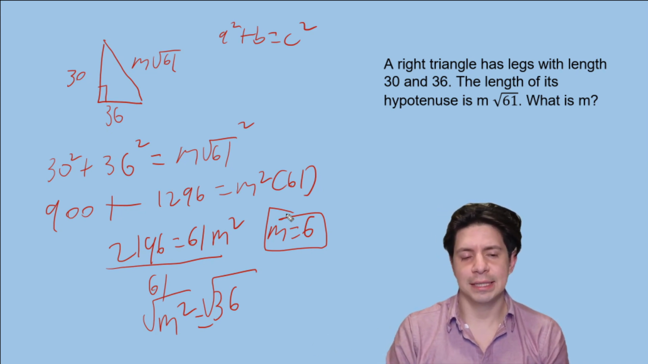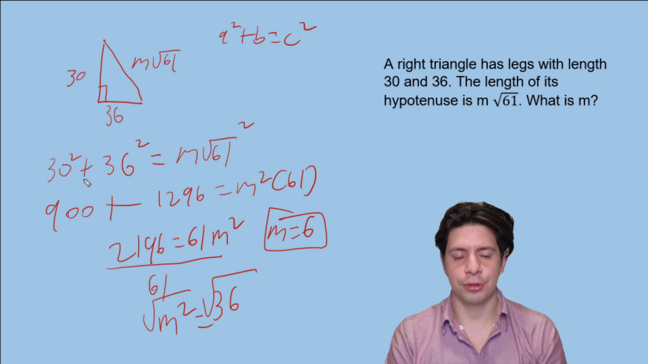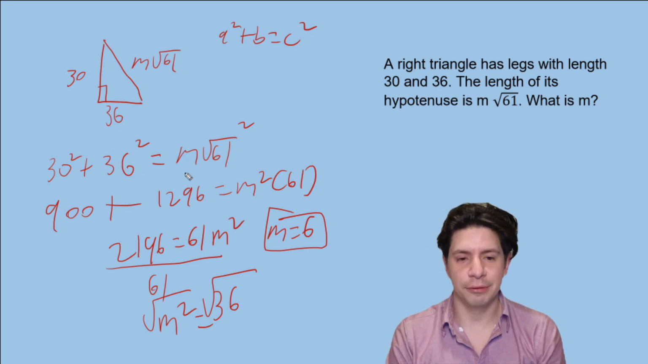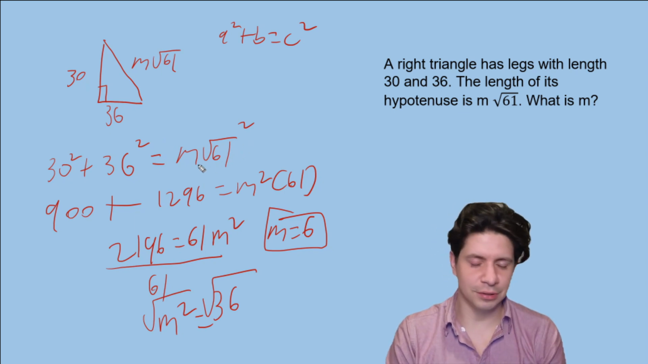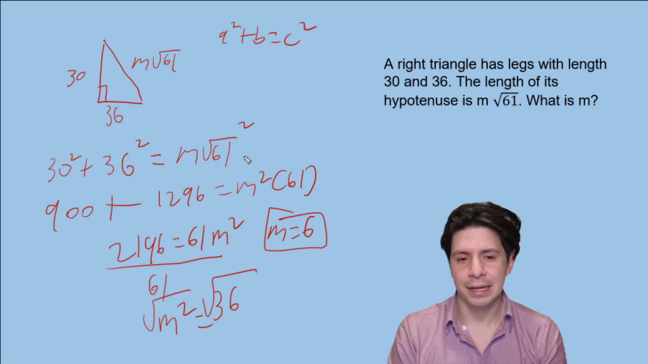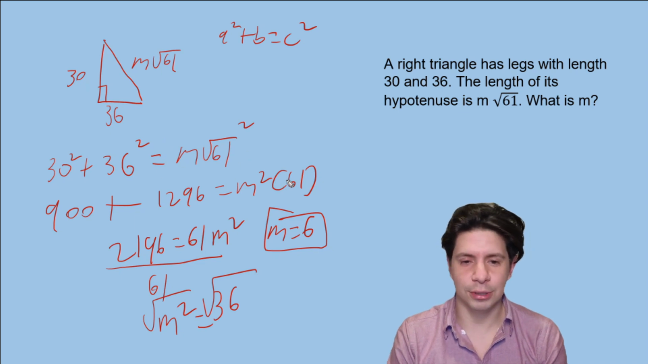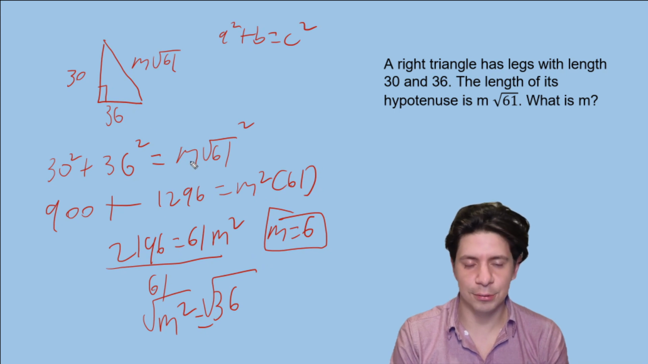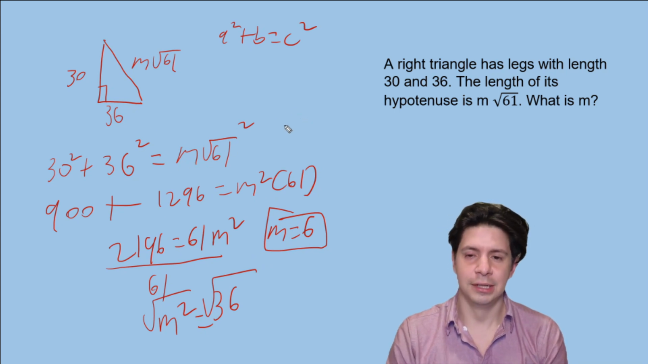And one thing I see people do on this type of question is they'll do 30 squared plus 36 squared, find the value, and then try to simplify it and hope to get m root 61 or something root 61, and that works, and you can sort of keep root 61 in your mind. But if you just set them equal to each other and square both sides, it just naturally is going to work out for you, right? So that's what I would do. Set it equal to m root 61 squared, and from there, you'll be golden.